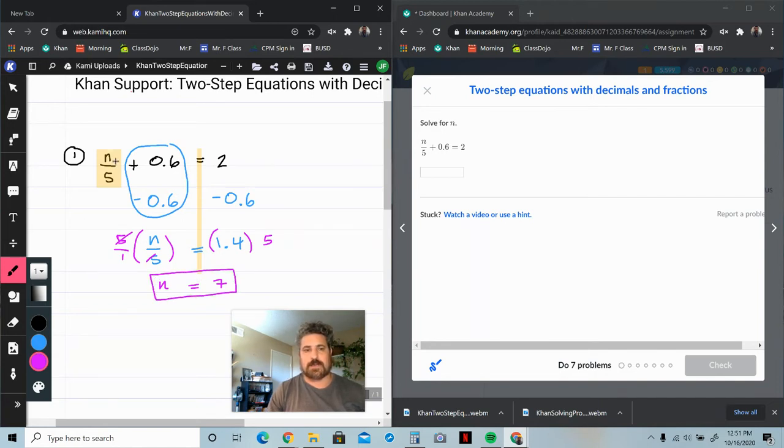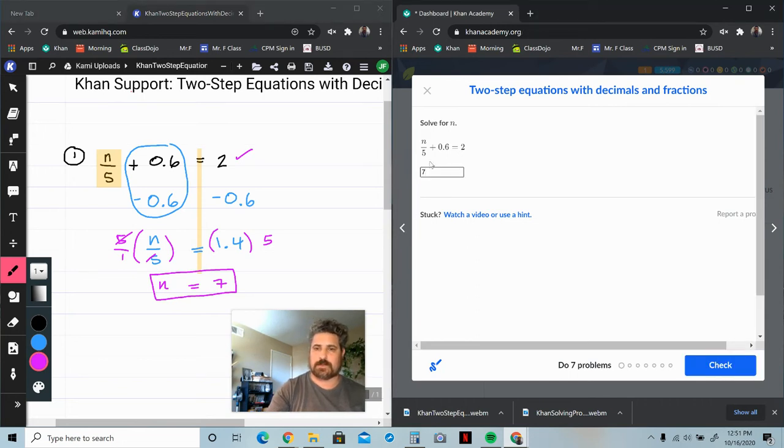And now you can plug it in and check. What's 7/5 worth? 7/5 is the same as 1 2/5, or 1.4. What's 1.4 plus 0.6? 2. So it works. So our answer is just going to be n is equal to 7. So you just put 7.